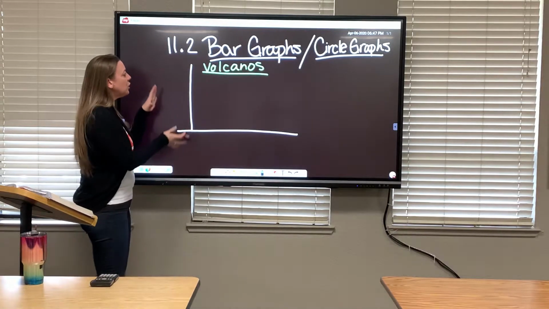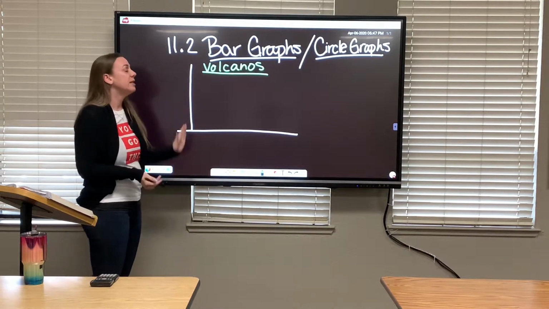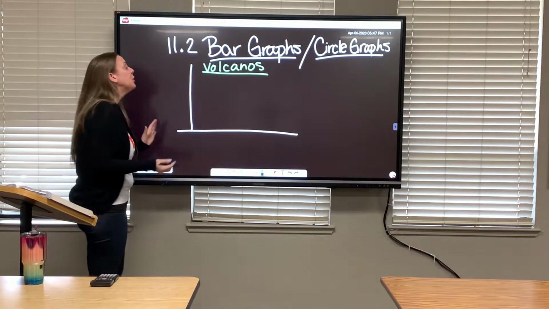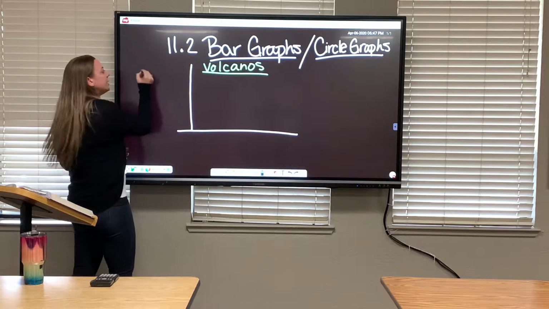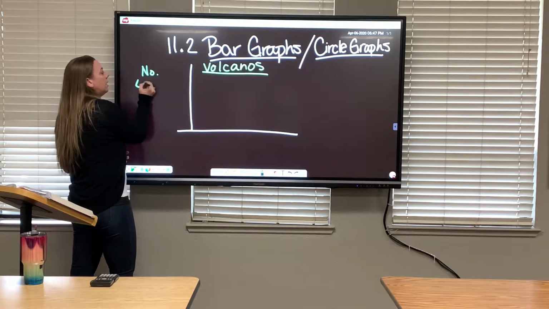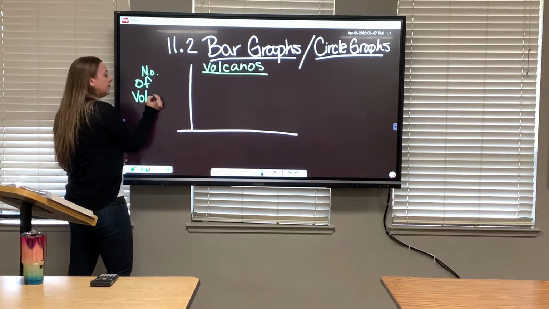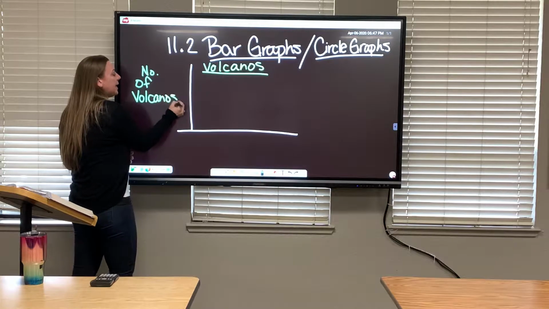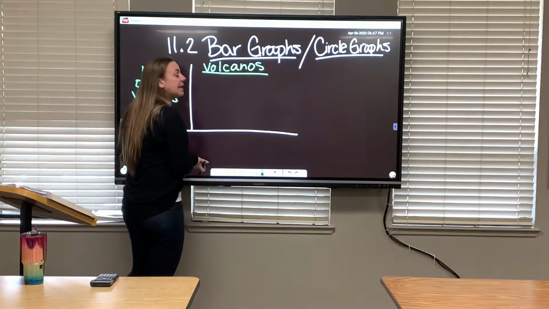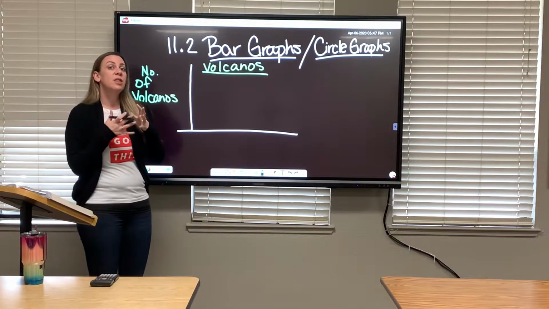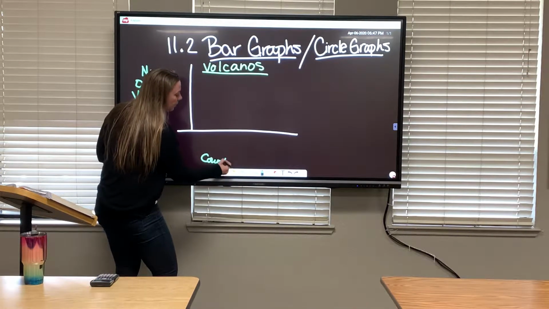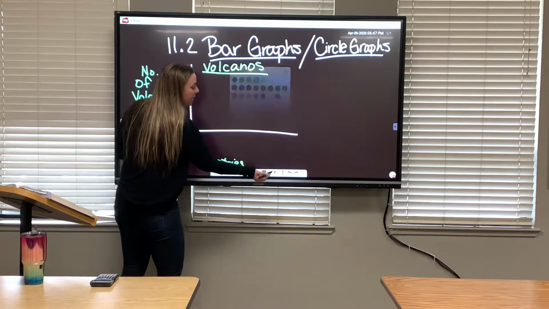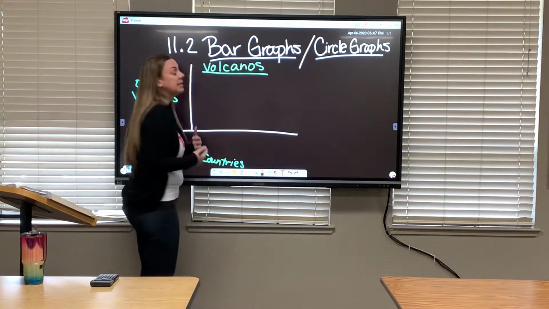And then I also have to know what these things represent. The left-hand side is going to be numbers. So anytime I put the numbers on the left, I'm going to say, what am I numbering? So this is the number of volcanoes. And then the right-hand side, or the x-axis, is the information that I'm pulling from. So this is going to be our countries. And then we're going to pull from that and see what information they have.